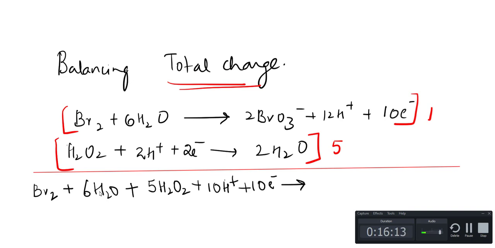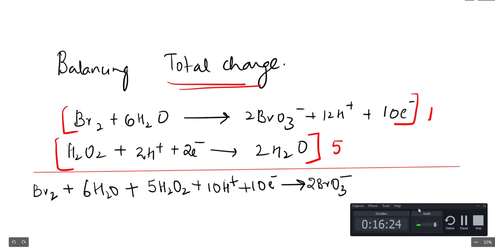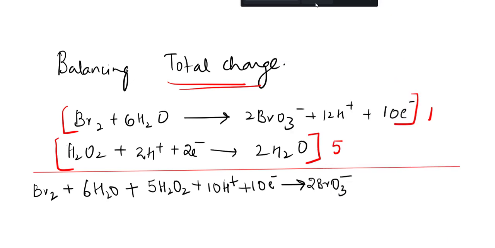Let us count 1, 2, 3, 4, 5. Done. So on RHS, this is 2BrO3 minus. Okay, let me push this a little bit above so that this is not disturbing us anymore. So 2BrO3 minus, 12H plus is here, and then come 10 electrons, and then 5 2s are 10 H2O is here.